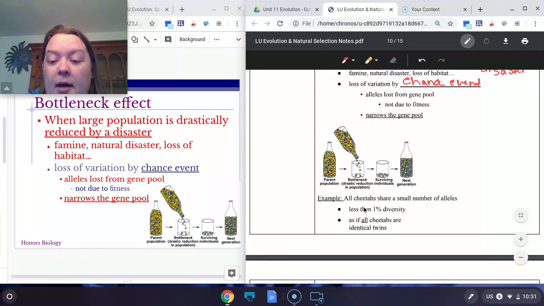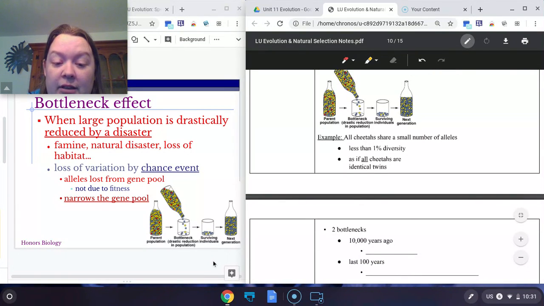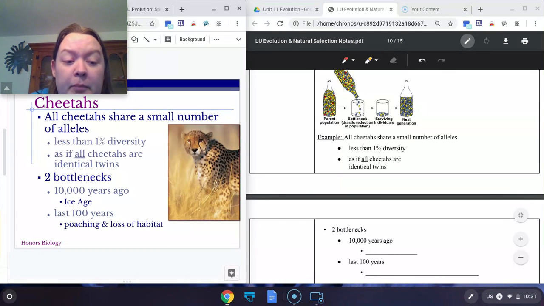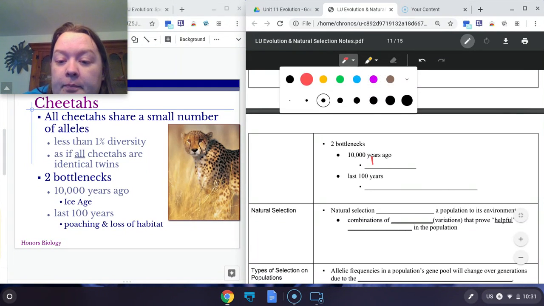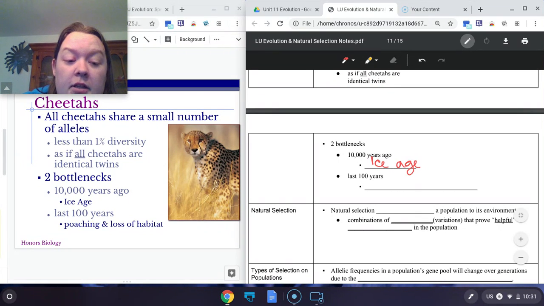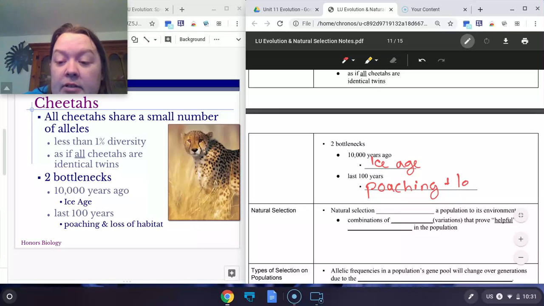An example of this has actually happened to cheetahs. Cheetahs share a very small number of alleles. There's less than 1% diversity amongst cheetahs, so it's kind of like all cheetahs are identical twins to one another. They have very, very little diversity. The reason this happened is because of two bottlenecks. The first bottleneck happened back in the Ice Age, when a lot of organisms died. Then in the last 100 years there has been another bottleneck caused by poaching, as well as loss of habitat.